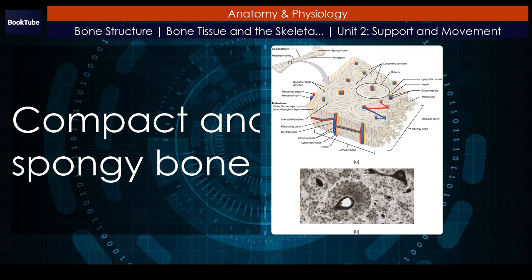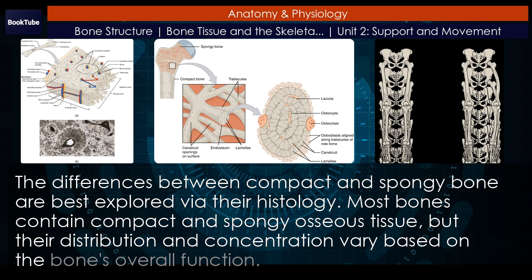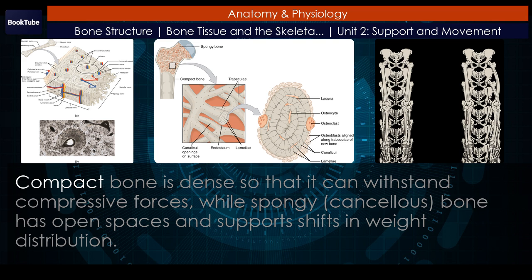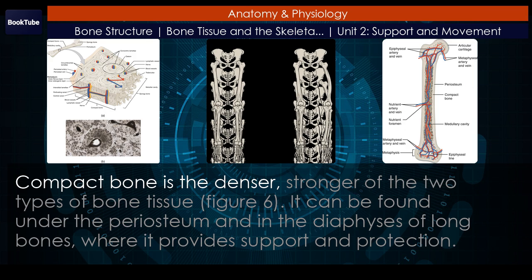Compact and spongy bone. The differences between compact and spongy bone are best explored via their histology. Most bones contain compact and spongy osseous tissue, but their distribution and concentration vary based on the bone's overall function. Compact bone is dense so that it can withstand compressive forces, while spongy, cancellous bone has open spaces and supports shifts in weight distribution. Compact bone. Compact bone is the denser, stronger of the 2 types of bone tissue.